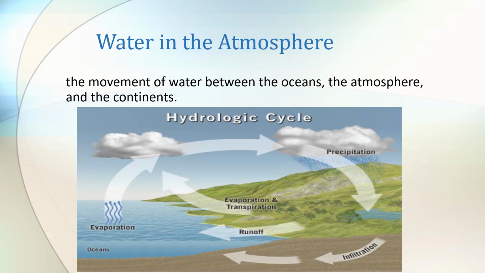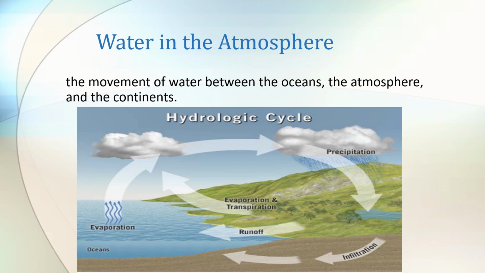So for the water in the atmosphere, I'm sure you've already seen this figure, because I already presented this photograph in the previous lecture. It's just to show the hydrologic cycle. It is said that the continuous exchange of water among the oceans, the atmosphere, and the continents is called the hydrologic cycle. It is the movement of water between the ocean, the atmosphere, and the continents. In the arrows, it shows the different processes.